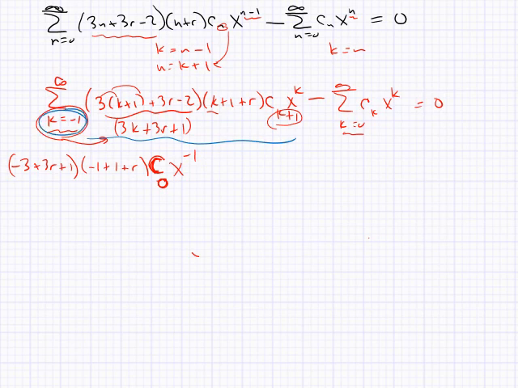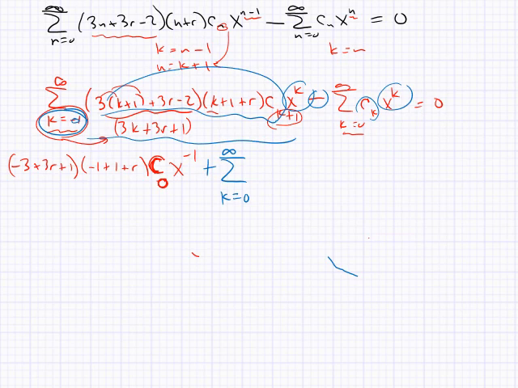So now the index starts at 0. If I go to put those two summations together, k would start at 0. And we could take this coefficient here minus this coefficient here, x to the k. So what would that give us? That would give us 3k plus 3r plus 1 times k plus 1 plus r, c sub k plus 1 minus c sub k, x to the k, and that whole thing should equal 0.